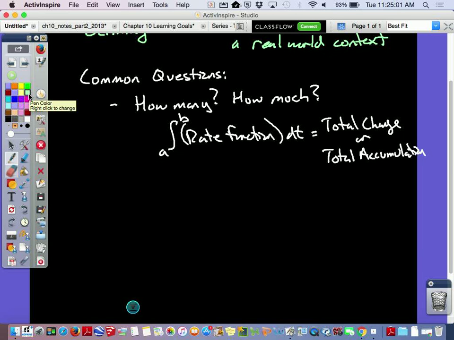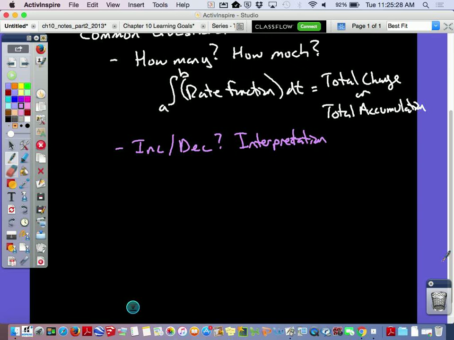The next common question, since we're talking about rates of change, is that we'll get some questions concerning whether the rate or the number of something is increasing or decreasing. And not only will they ask us about increasing or decreasing, you can also count on some sort of interpretation to be asked about as well. So anytime we're asked about increasing or decreasing, that's really where we're concerned about what our derivative is doing. And so to answer that question, we really just need to look at the sign of the derivative.